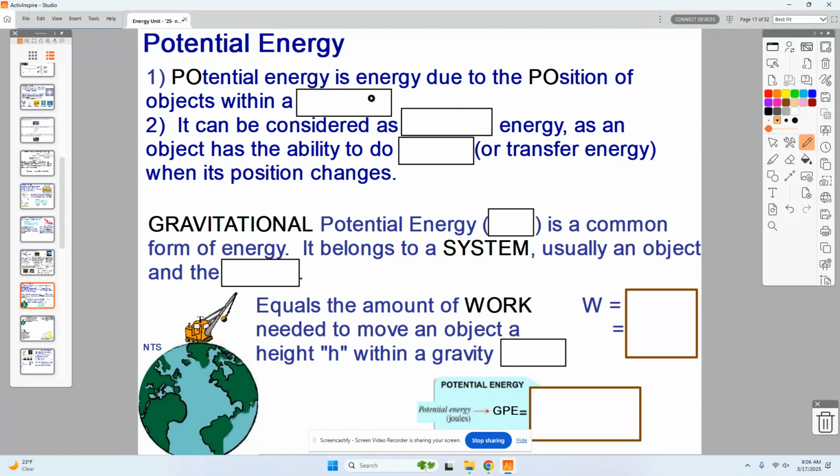Just like momentum involved systems, potential energy is associated with systems of objects. It can be considered stored, and the reason we say it's stored is it is recoverable. It has the ability to do work or to transfer energy as its position changes. Probably the most common form of potential energy is gravitational potential energy. So Ava's going to help me with this really quick.